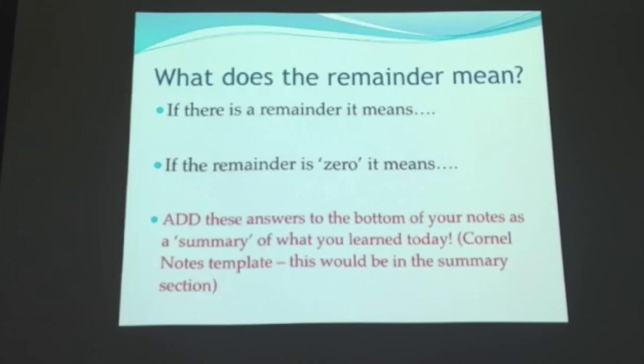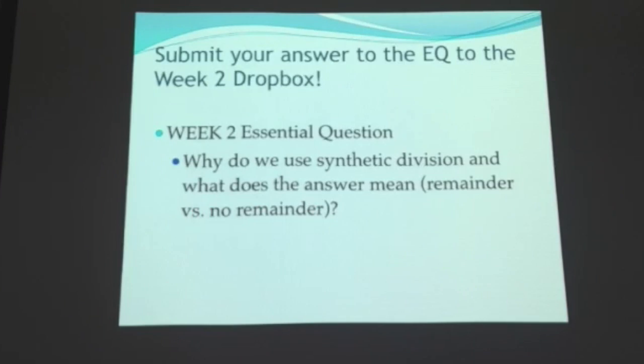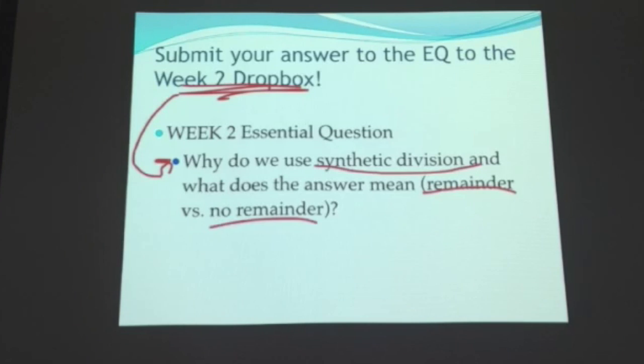So think about this. If there is a remainder, what does it mean? If the remainder is 0, what does it mean? So use these as sort of like a reflection to wrap up what we've learned today as a little bit of a summary. If you're using the Cornell Notes template, this would be great to put in the bottom of the summary section. And this is also part of your essential question. So these answers will go in the Dropbox for week 2 inside of our classroom. So why do you think we use synthetic division? And what does the answer mean when you have a remainder versus no remainder? So go ahead and add that to the Dropbox for week 2, and you will earn your 10 points of credit.